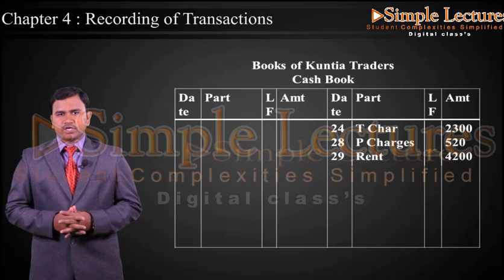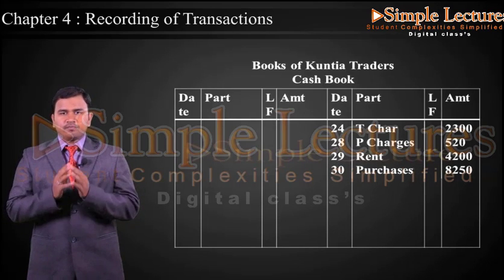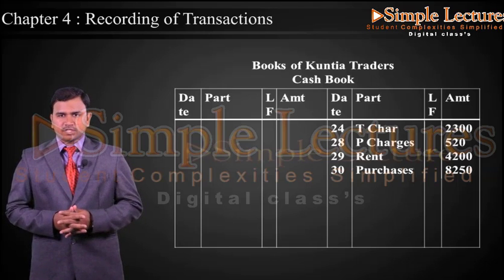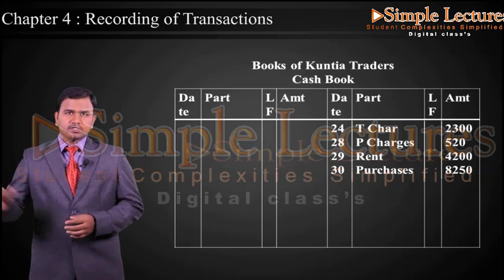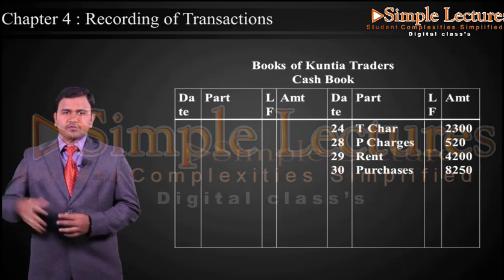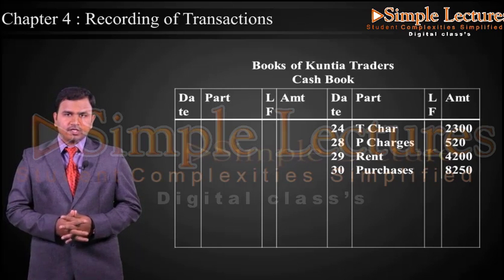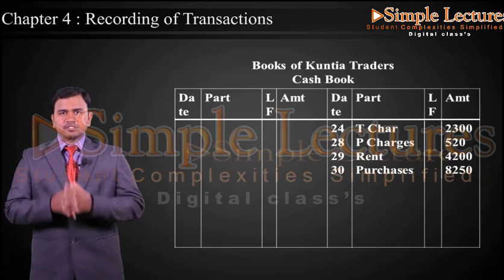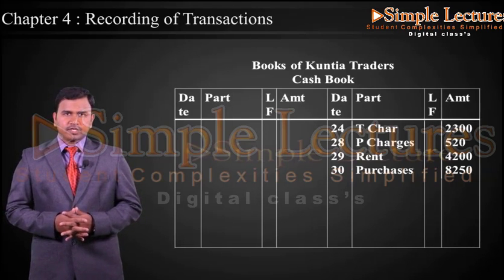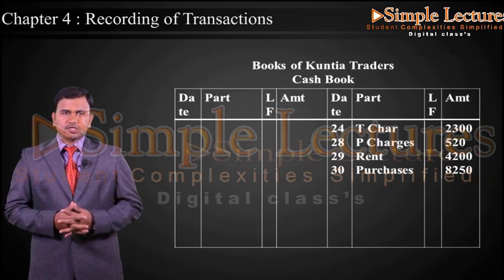Next transaction we have on September 29th, where the transaction is paid monthly wages and salary 8,250. Again there is a payment that should be recorded in the credit side. So the date will be September 29th, and the entry will be by wages and salary in the amount column 8,250.